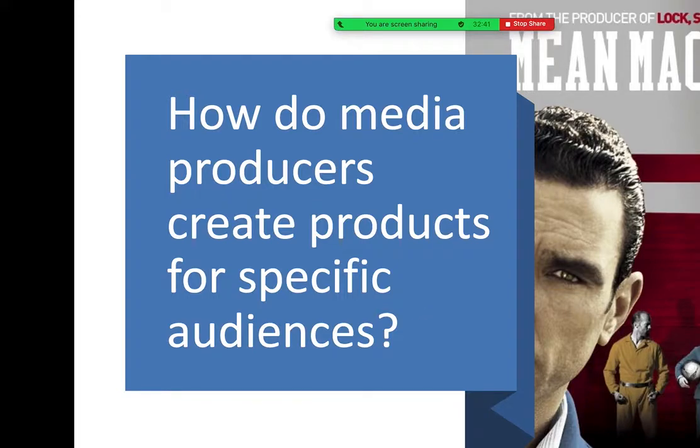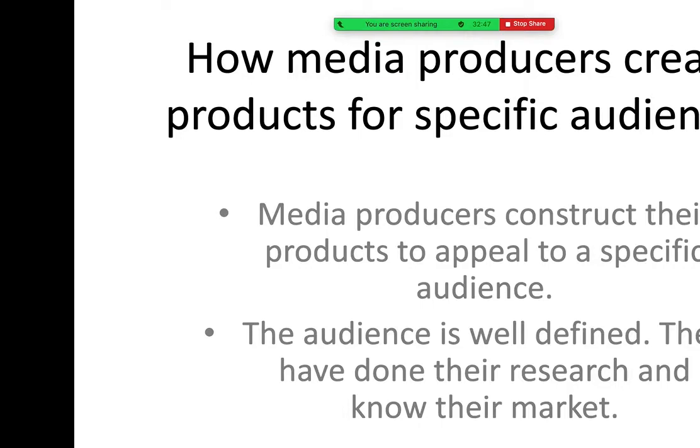So you really want to explain how media producers create specific products for specific audiences, and you need to make these points. So I've put these points in the PowerPoint so that you can make them yourself in your written work. So feel free to copy, i.e. reword these sentences, but it's very clear that producers construct products to appeal to a specific audience, and that audience is well defined. They've obviously done some research into that audience.